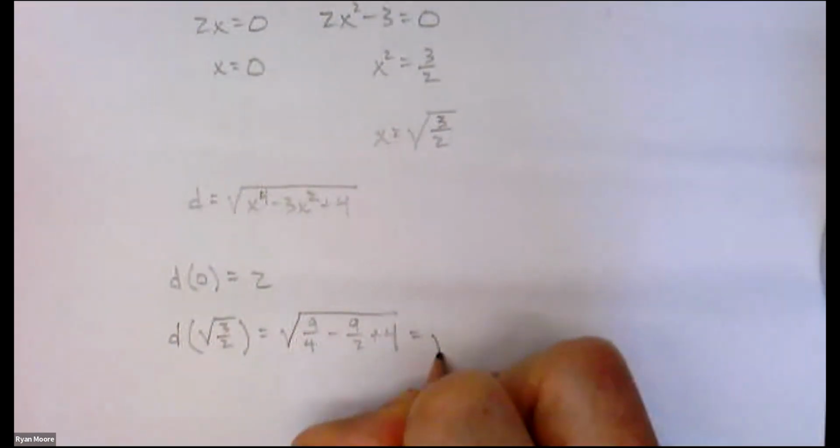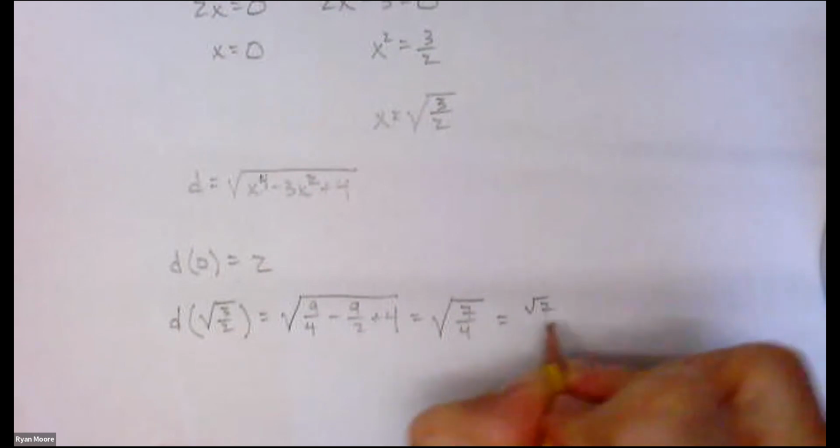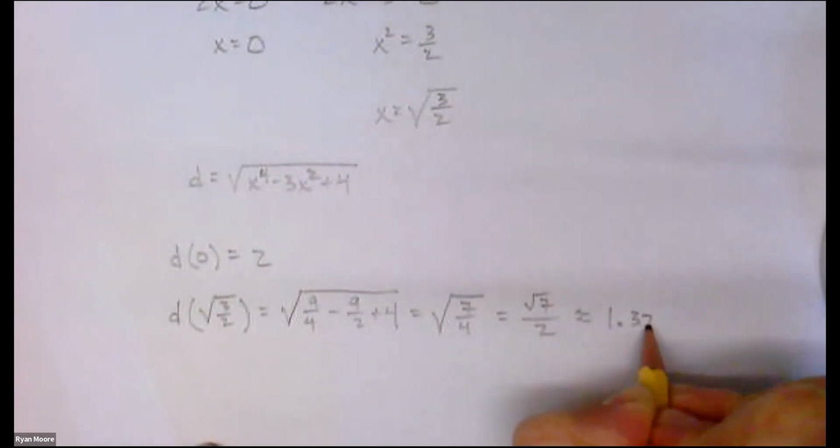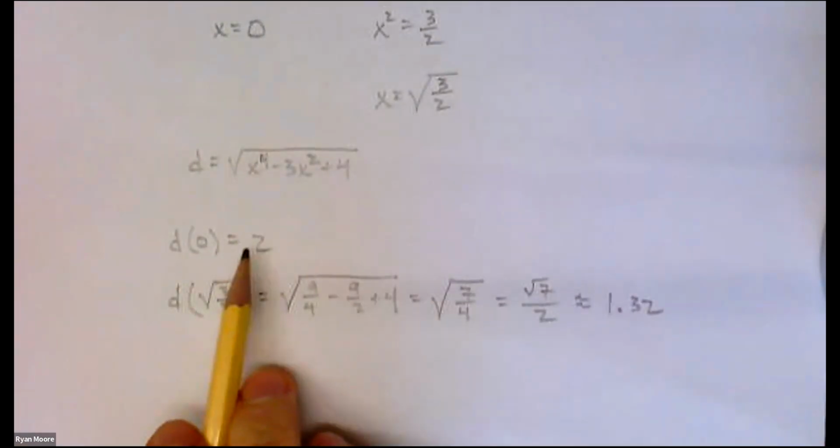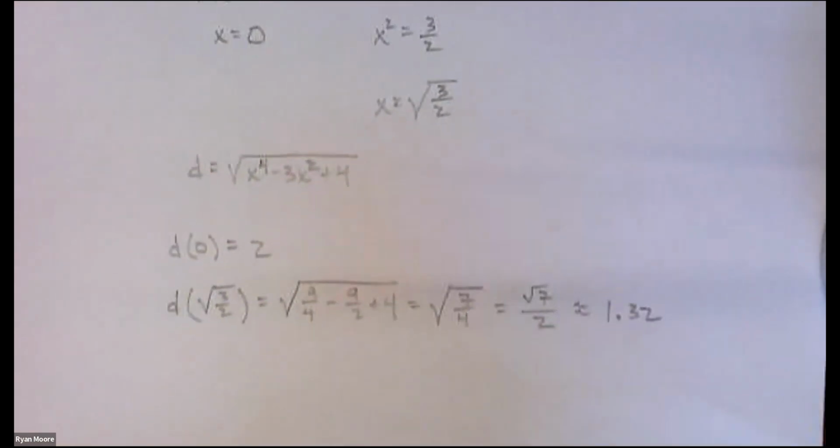What's that going to leave us with? 9 over 4 minus 9 over 2 plus 4. I got the square root of 7/4, which we could just think of as the square root of 7 over 2. What is that as a decimal so we can compare? This is about 1.32. So that's definitely less than the point at the top. Okay, so far so good.